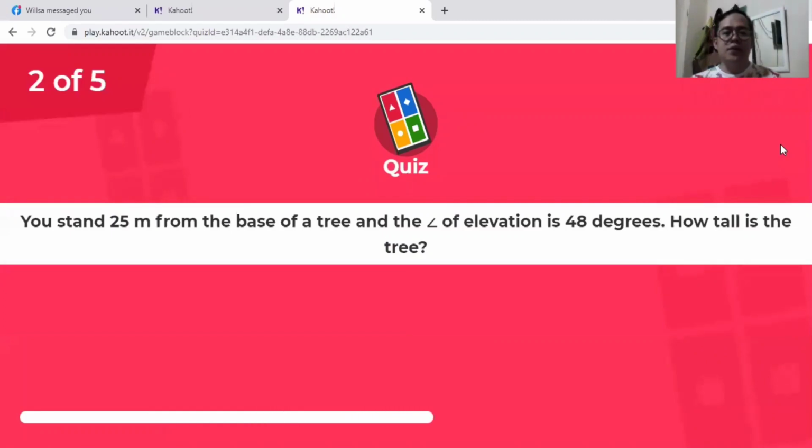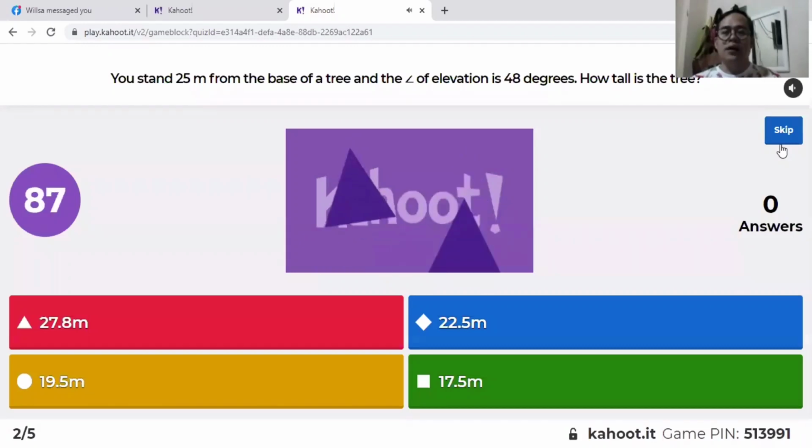You stand 25 meters from the base of a tree and the angle of elevation is 48 degrees. How tall is the tree? All right, you have 60 seconds left, 1 minute to go. Take your time, use your trigonometric functions, and learn how to derive the formula.